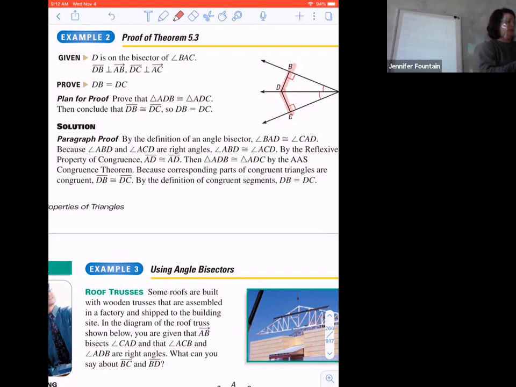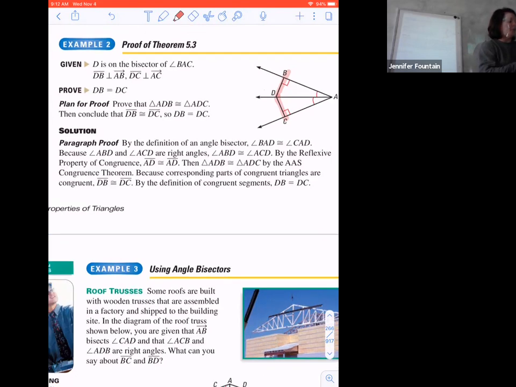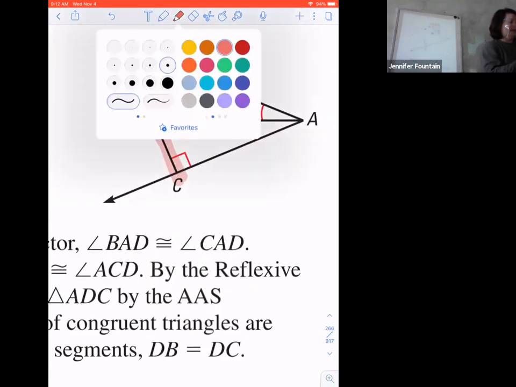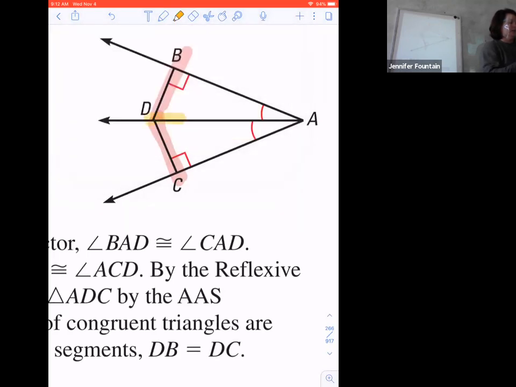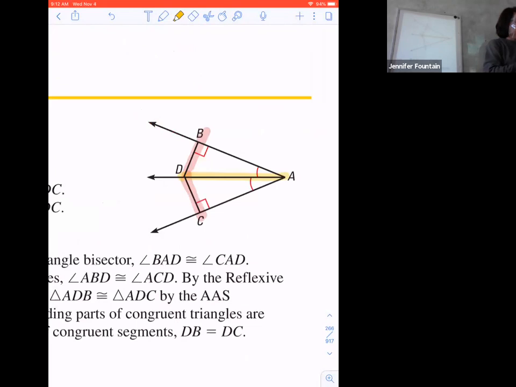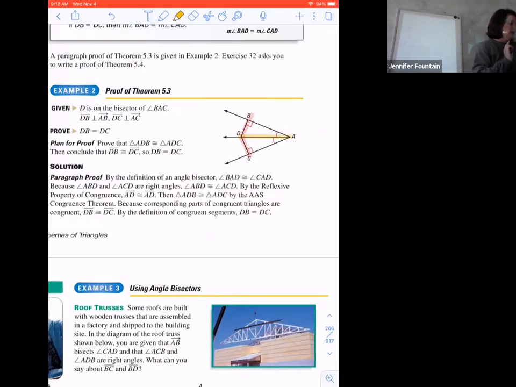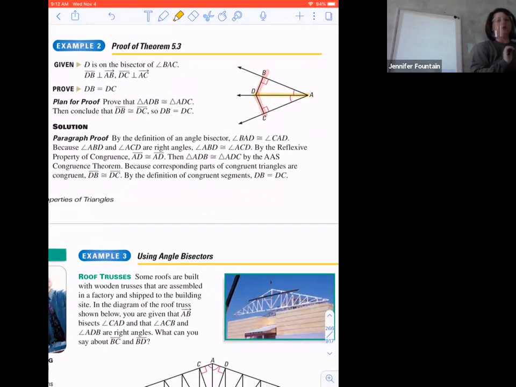By the reflexive property of congruence, we can see that AD is congruent to AD. So I can see that the reflexive property tells me that those are congruent. Then triangle ADB is congruent to triangle ADC by the angle-angle-side congruence theorem. So let's take a look at this a little bit closer.